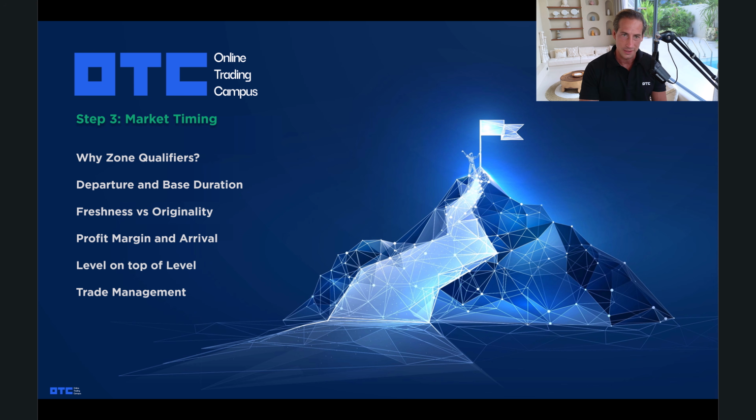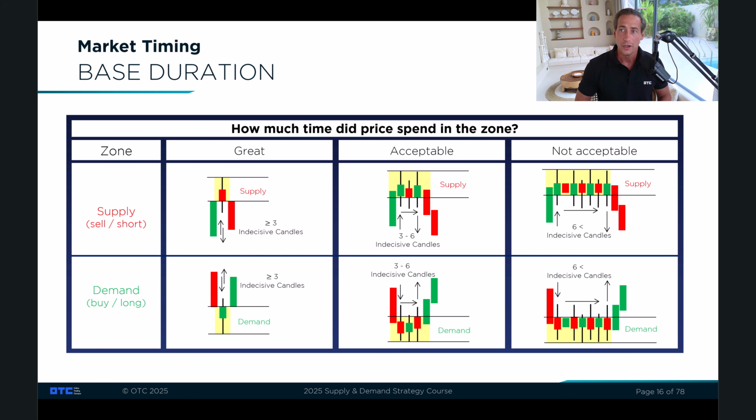So when it comes to base duration, we have to answer the following question. How much time did price spend in the zone? Because remember, trading 101, what is a chart essentially, or candlesticks? A chart always represents filled orders. Candlesticks are completed transactions between buyers and sellers. So orders have been filled. But our goal as a trader is to find the hidden institutional unfilled orders.